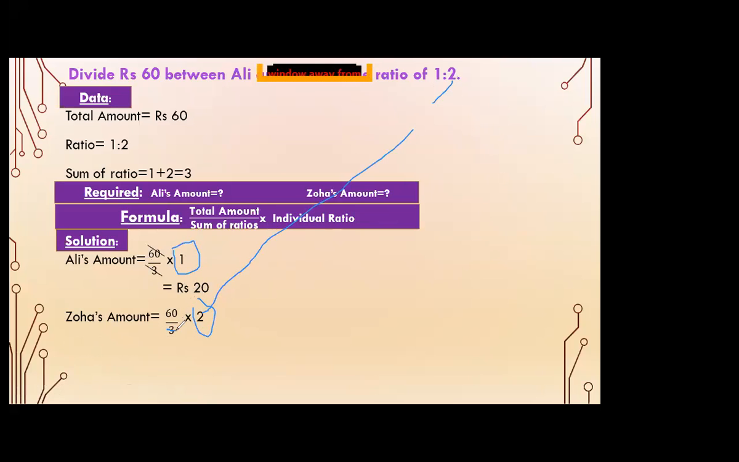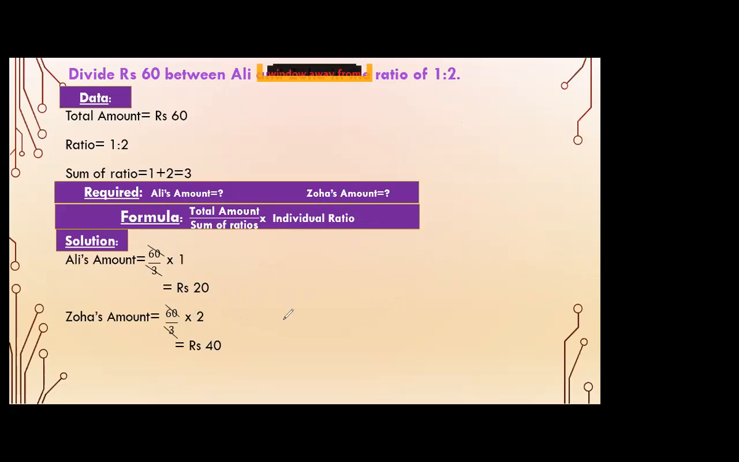Now, 3 ones are 3 and 3 twenties are 60. And 2 twos are 4, and 0 is written here. That means 20 twos are 40. So here Zuha's amount is rupees 40. So we get the answer that Ali's amount is rupees 20 and Zuha's amount is rupees 40.